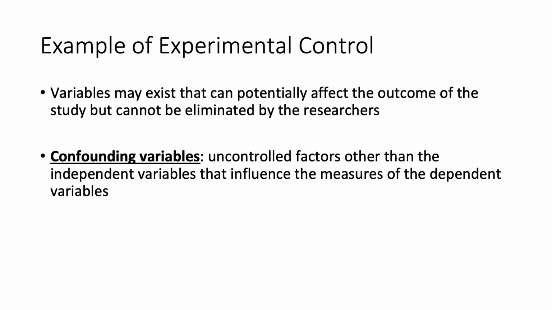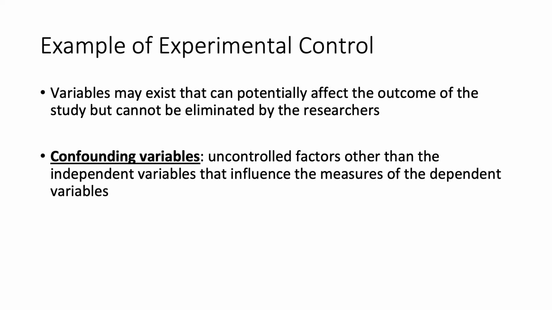In some cases, there may be variables that can potentially affect the outcome of the study, but for various reasons the researchers cannot eliminate them. For example, whenever you are recruiting participants, they may be very experienced at taking some test of the dependent variable that you're trying to measure, which would lead to some improvement in their performances. But most likely, and obviously, you're not going to know as the researcher that they have this experience. In this case, where factors may influence the results but cannot be eliminated, this is referred to as a confounding variable, and these are uncontrolled factors other than the independent variables that influence the measures of the dependent variables.